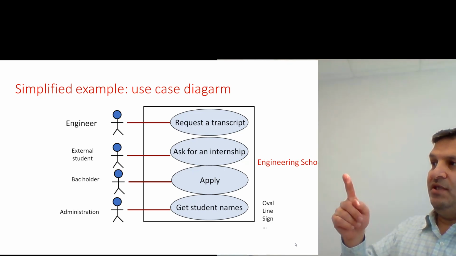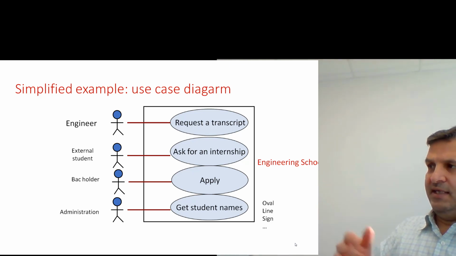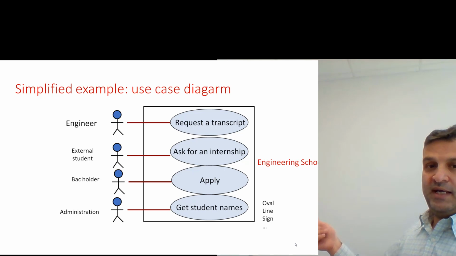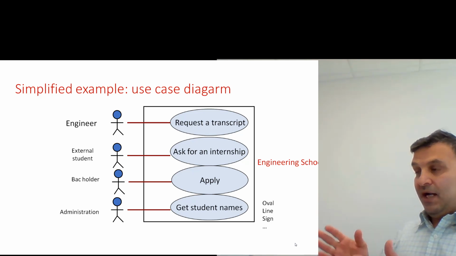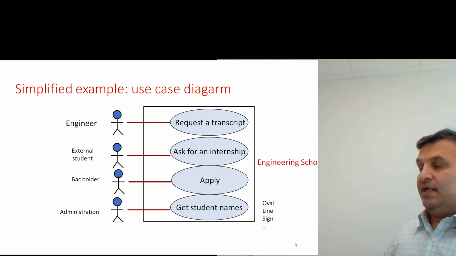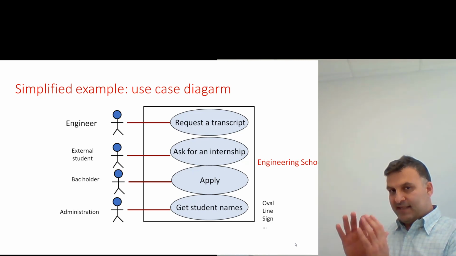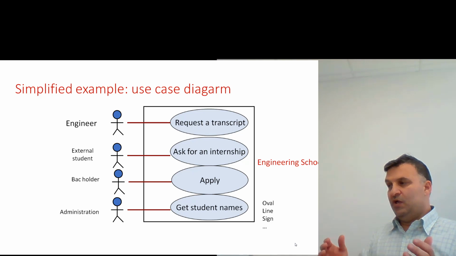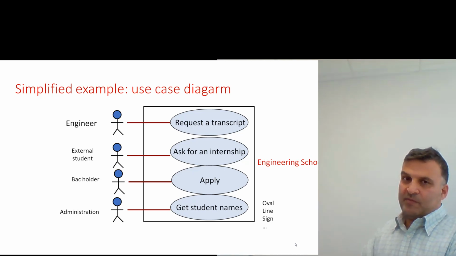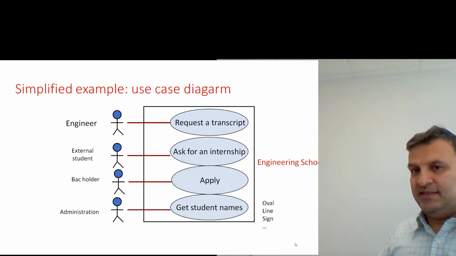For example, an engineer can request a transcript. The external student can ask for an internship. A baccalaureate holder can apply for the engineering school. Administration can get student names, etc. So we can see the system from the external point of view. We use this type of diagram at the beginning of the analysis.